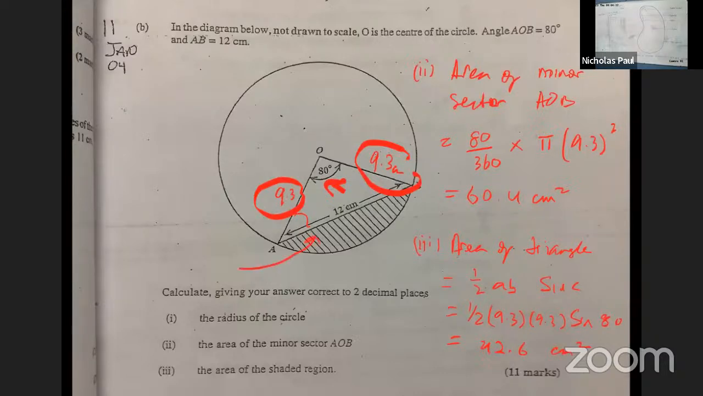So the shaded region is what? All right, so the shaded region is equal to 60.4 minus 42.6. How much did you all get? 17.8. Yeah. 17.8 centimeters squared. Okay, good. Copy it down. Let's go again.